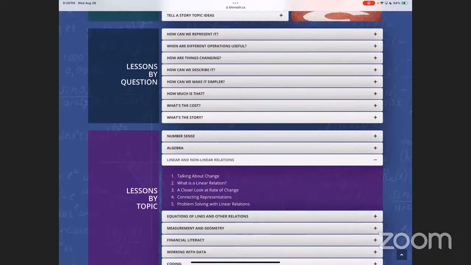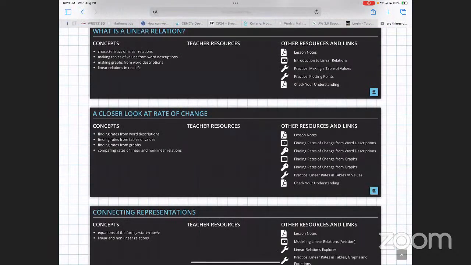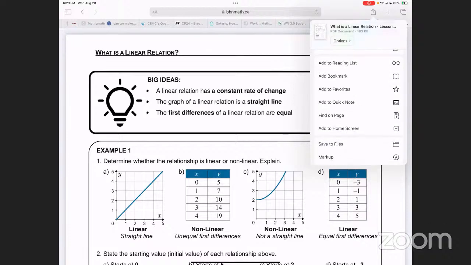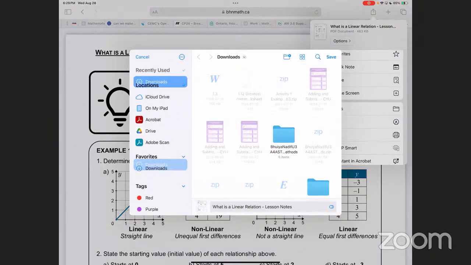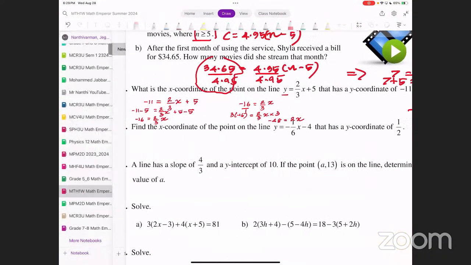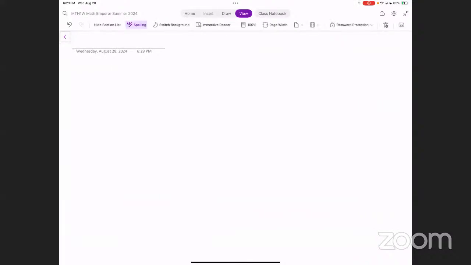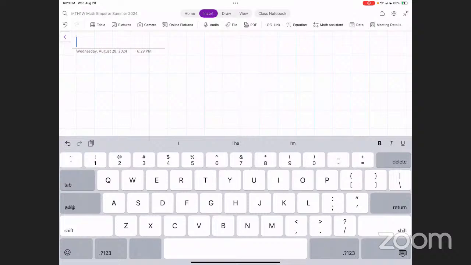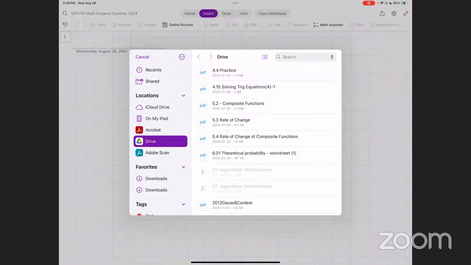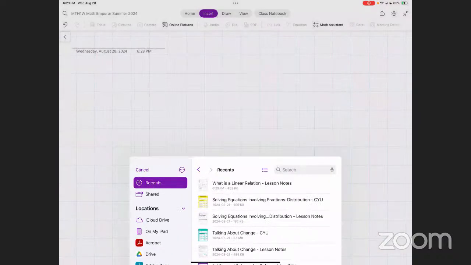All right. So where we are, what are linear relations? You guys are going to get this handout. So save to files. So today we're going to continue. Last class we talked about some patterns, how to describe patterns, rates. So insert this handout PDF, and it's still loading in here. Oh, recent files. Cool.